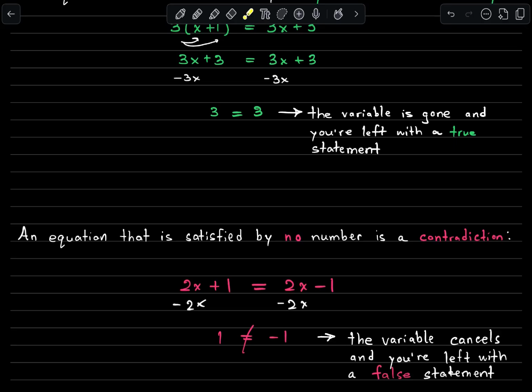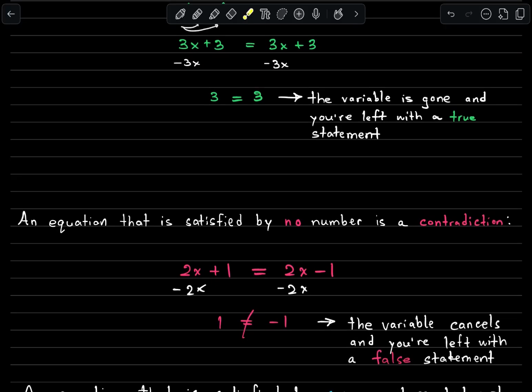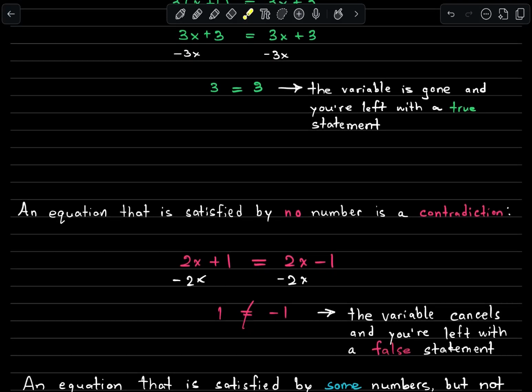So no matter what you do, there's no possible number we could have plugged in for x to make this work. Okay? It's just not going to happen. So this is a contradiction.